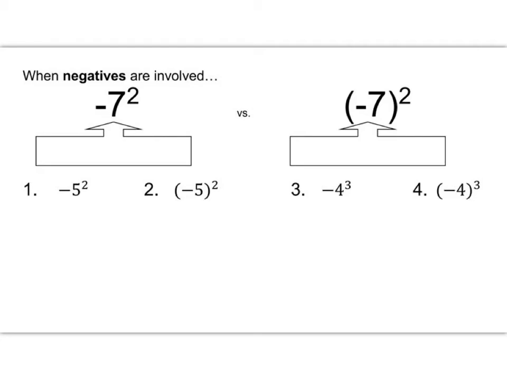Okay, maybe one of the most confusing parts of exponents, or things that will lead to incorrect answers, is when there are negatives involved. And basically, you need to know, is that negative in parentheses or not in parentheses? So over here, the negative is not in parentheses. There are no parentheses around the -7. So if it's not in parentheses, you write the negative.